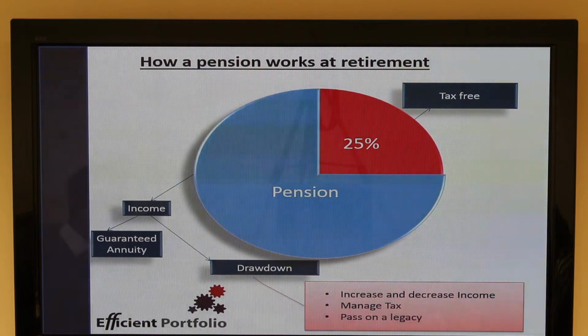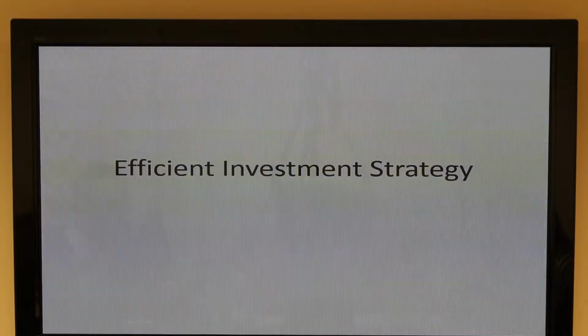It means that we can manage your tax much better because we've obviously got control as to how much income we take. And it means that if there's money left in your pension at the end, then you can leave it to your family and children. There used to be a 55% tax charge, but that's also being scrapped.